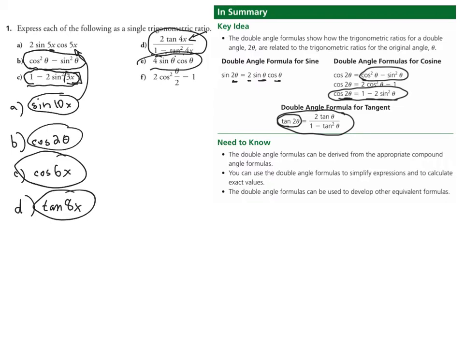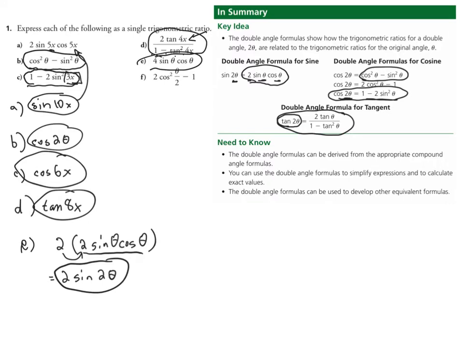And let's see, 4 sine theta cos theta. 4 sine theta cos theta. Well, we have 2 sine theta cos theta. So I suppose we can rewrite E as 2 times 2 sine theta cos theta. Just break up the 4 into 2 times 2. And then this 2 sine theta cos theta would be your sine 2 theta. So this is equal to 2 times sine of 2 theta. There we go.